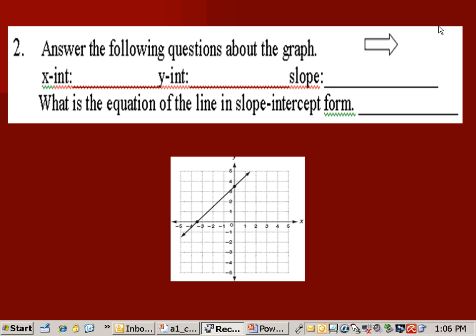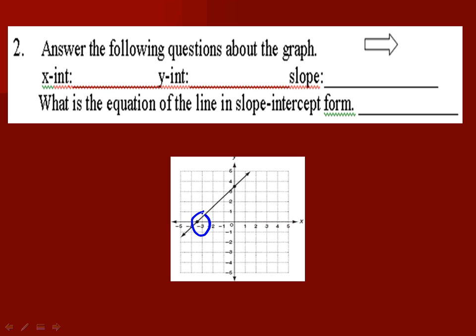Okay, listen up. The x-intercept right here is what? Negative 3.5. What's the y-intercept? 3.5. And what's the slope? 1. The slope is 1. In slope-intercept form, it's going to be y equals 1x plus 3.5. I knew I added something.